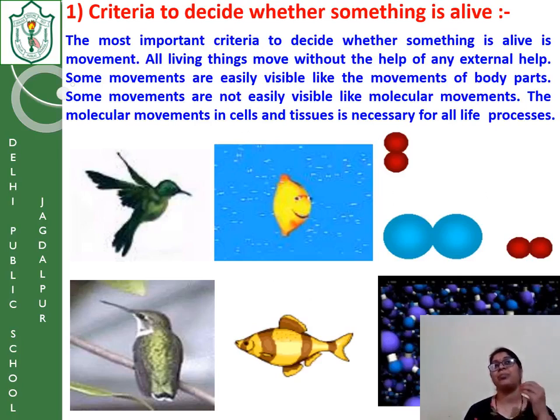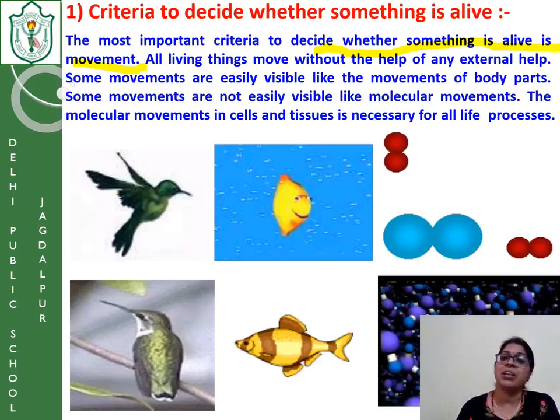what are the different features that make a living thing different from a non-living thing. You can read in the slide which is in front of you. The most important criteria to decide whether something is living is movement. All living things move without the help of any external help.